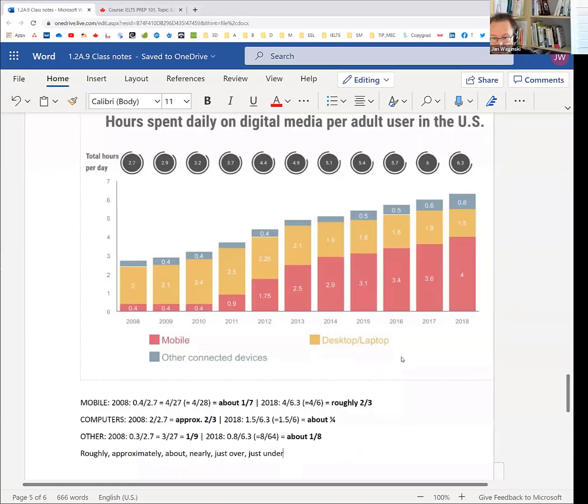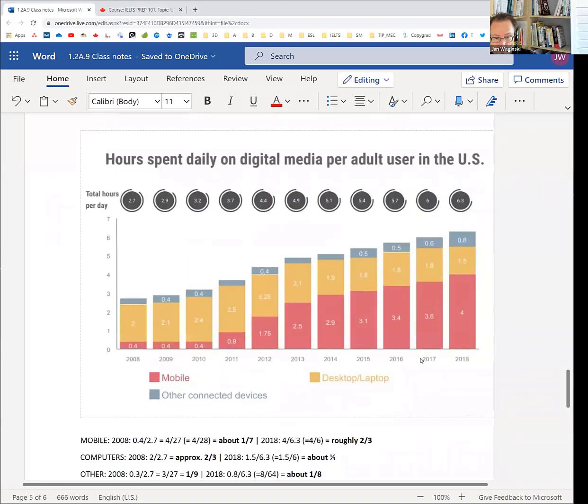Okay, before we do a general overview, does anyone have any questions about this? Does it seem pretty straightforward? Okay. What other patterns do you notice? When we do this actual description, what stands out? So we talked about computers going up from 2 to 2.5 and then falling. Mobile devices, how would you describe this pattern for mobile devices?